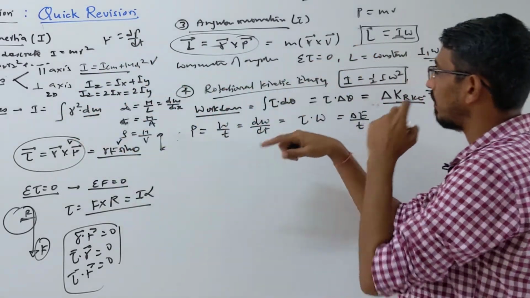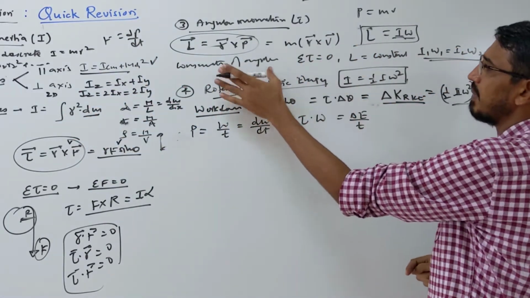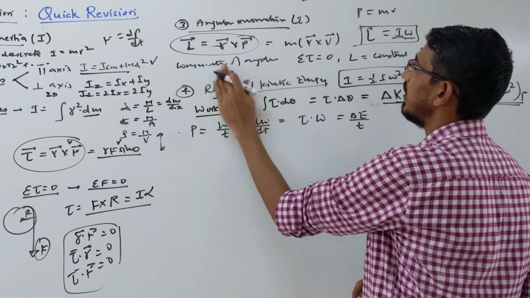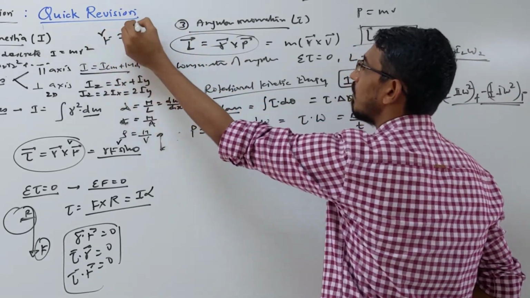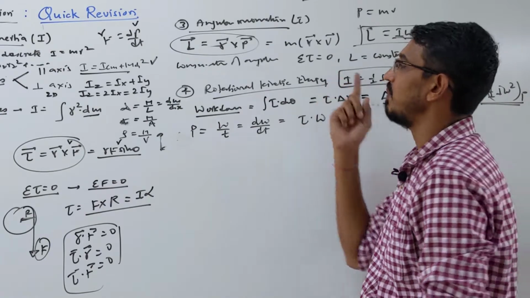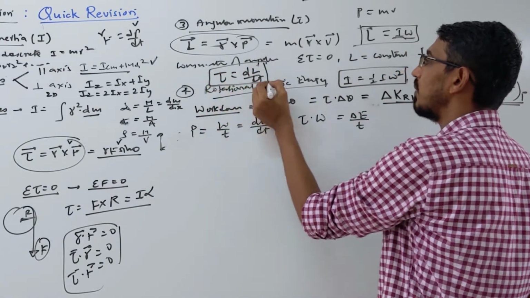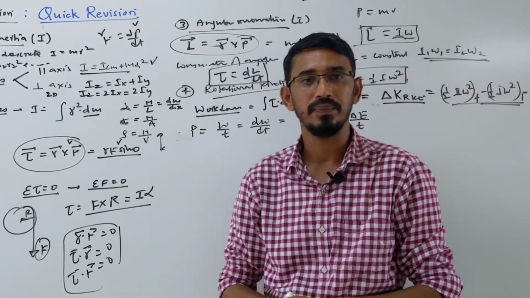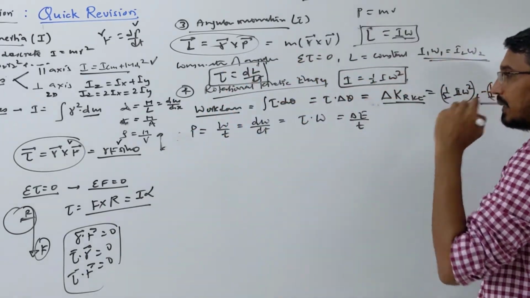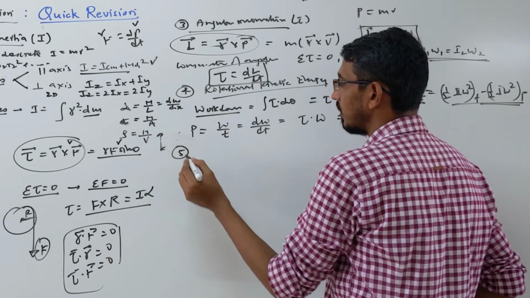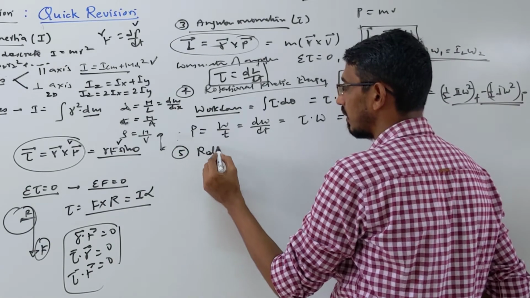In the same way you can write the relation. I should write it here itself, because we are relating force and linear momentum. Exactly the same way we relate torque and angular momentum. So torque is simply the rate of change of angular momentum, right? Okay. Then the last topic we have learned here is rolling, correct?